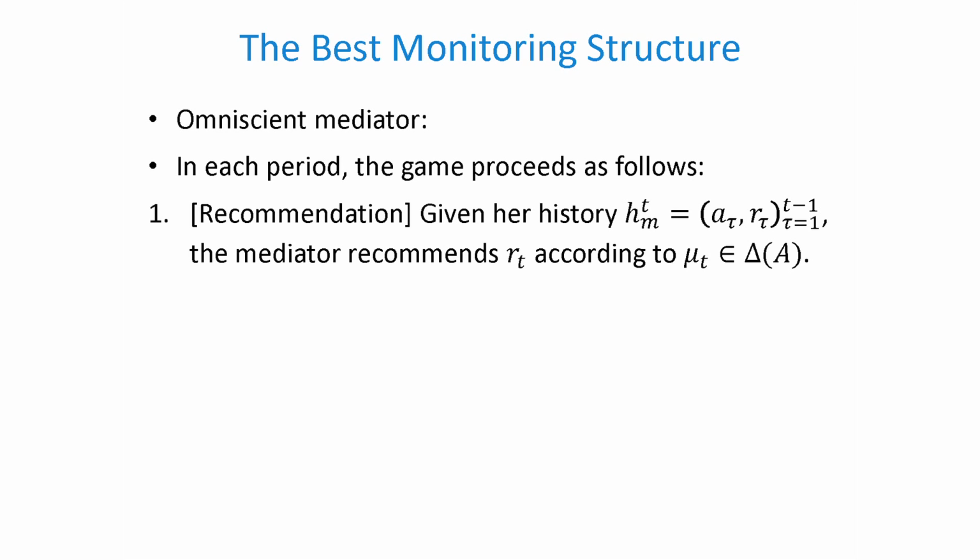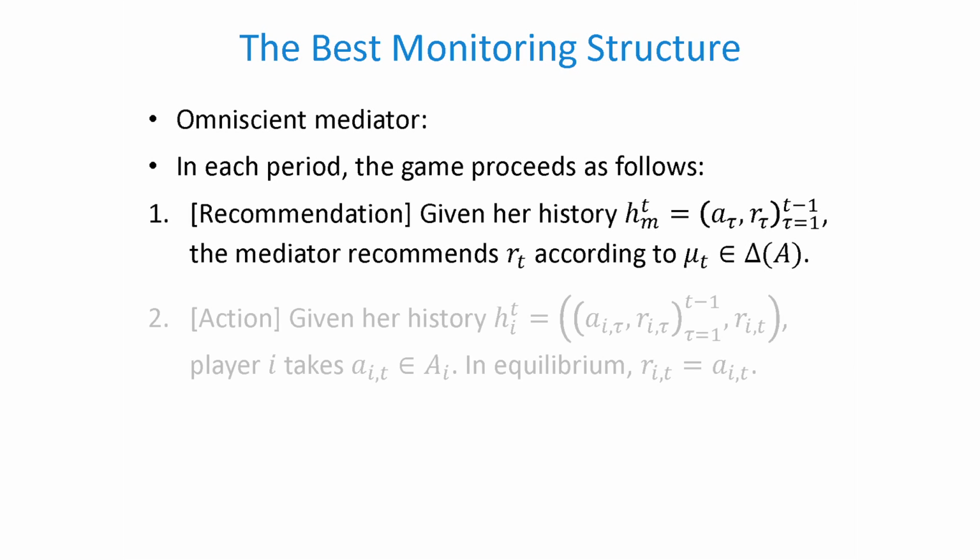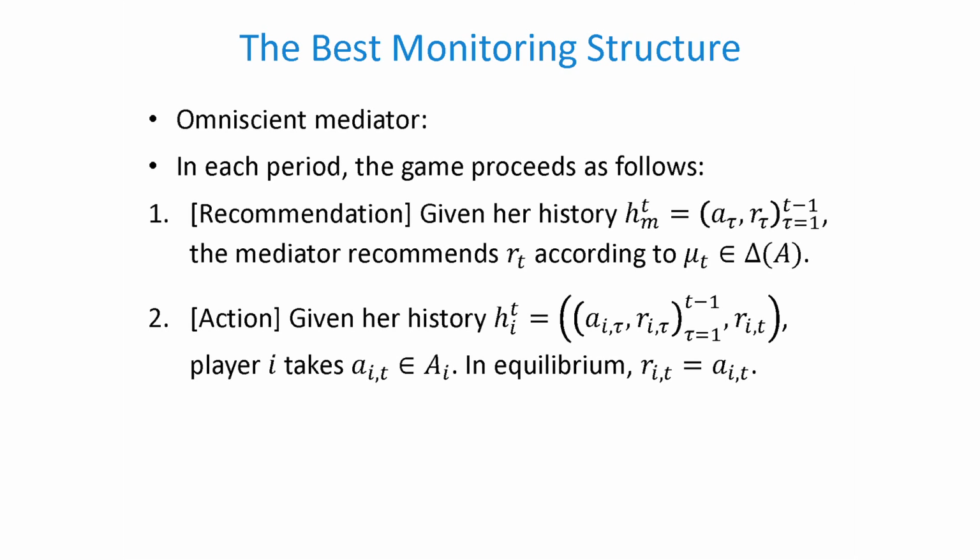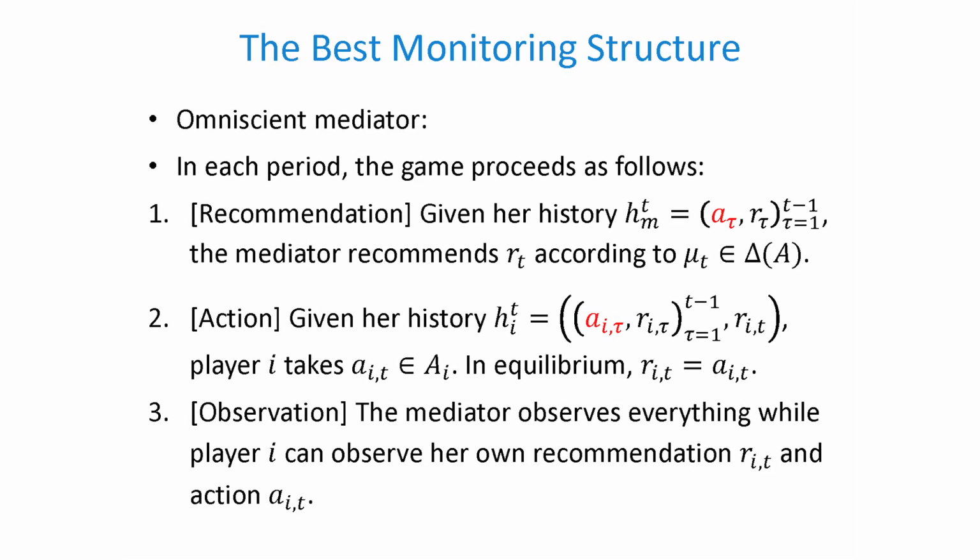Yes, there exists such a monitoring structure, which we call the omniscient mediator. So let me explain what it means. In each period, the game proceeds as follows. Here, it's not exactly a monitoring structure in a defined game, but we actually allow players to have access to a mediator. So this is sort of a modified game. The players are the usual players plus a mediator. And what the mediator does is, by the revelation principle, she observes action profiles. So we assume that the mediator can observe everything and makes a recommendation to each player.